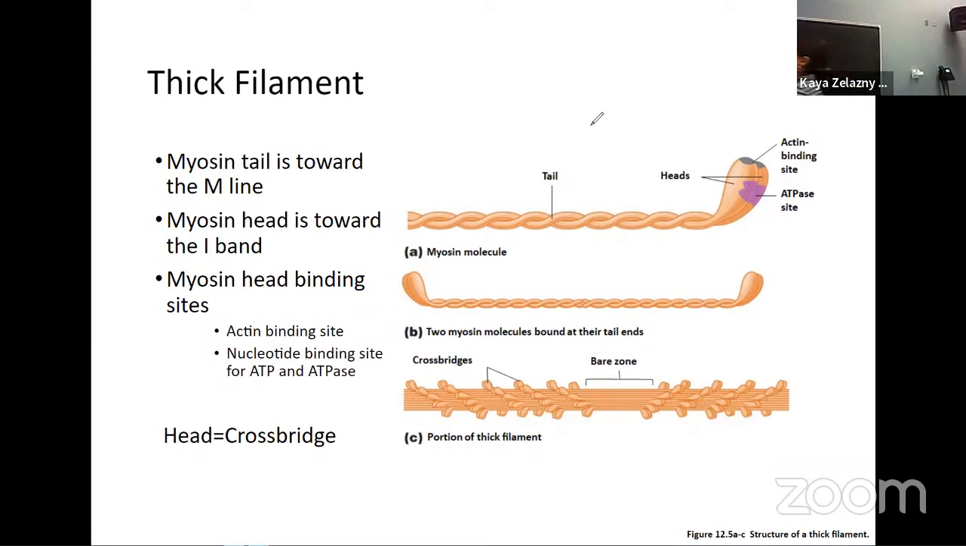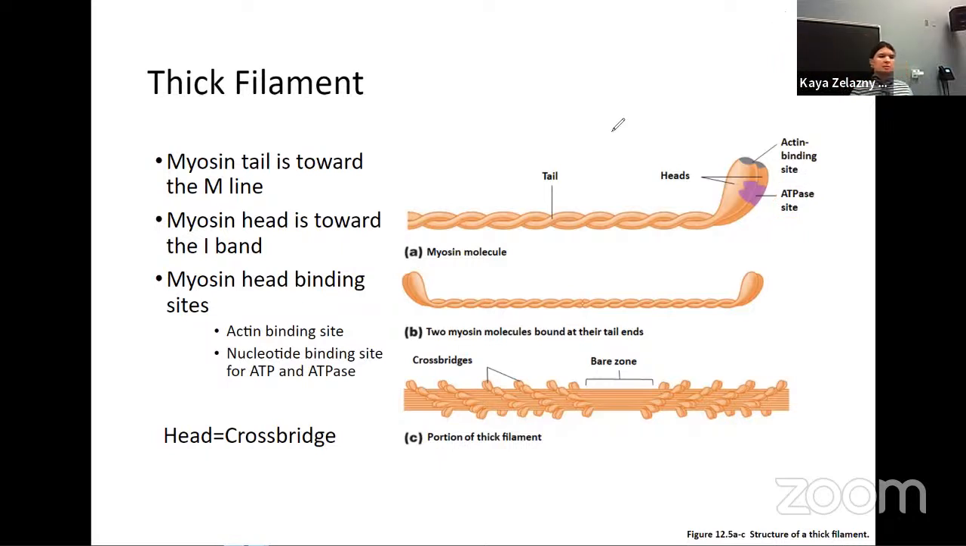The other site that's important on our myosin head is where we bind ATP. So we have our ATPase site. And this is where we're going to be using energy to create skeletal muscle contraction. This is actually why you need ATP in order to contract your muscle, in order to move stuff, because we're going to bind our ATP onto this ATPase site on the myosin. We're going to break it up, get the energy, and use that to create skeletal muscle contractions.